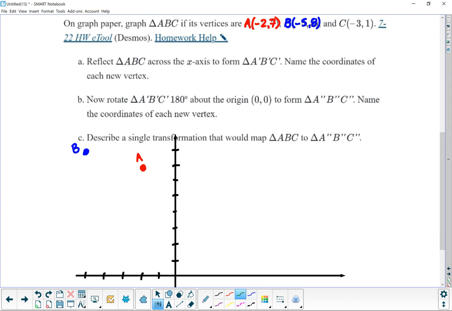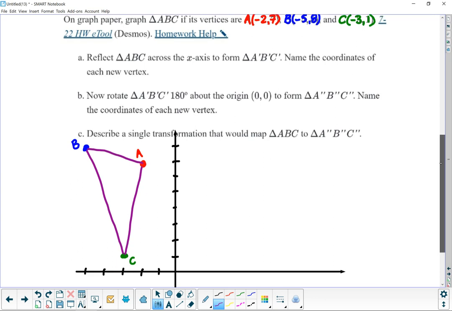And then C, I'll put that in green. C is going to be negative 3 and 1. So negative 3 and 1 is about right here. And that's okay. So that's triangle, I'll put it in purple, A to B to C.